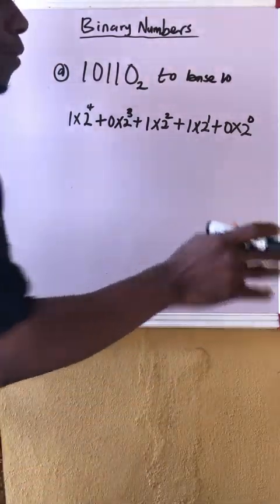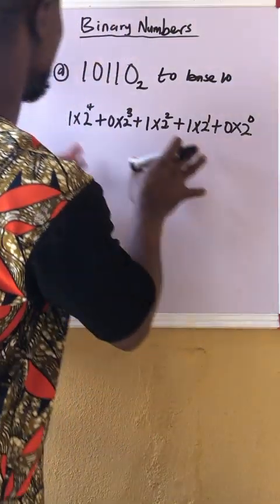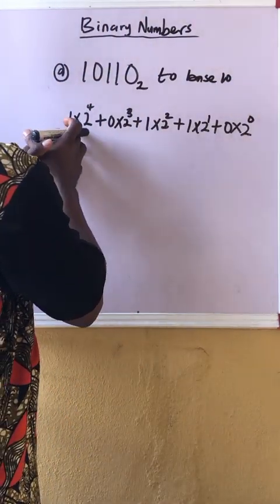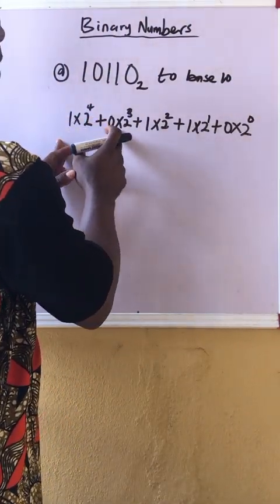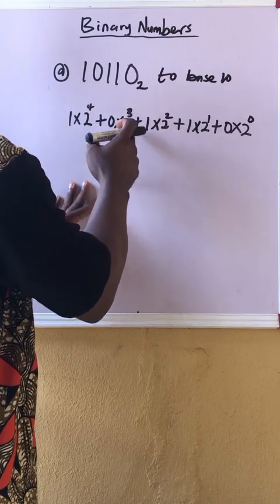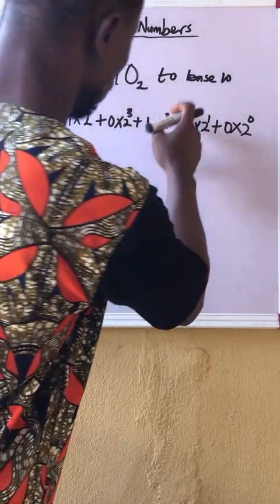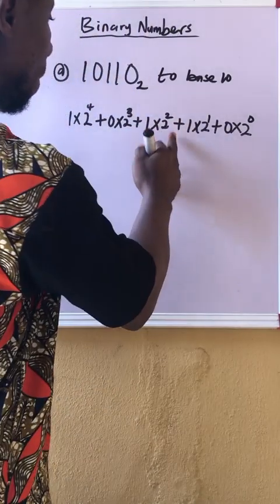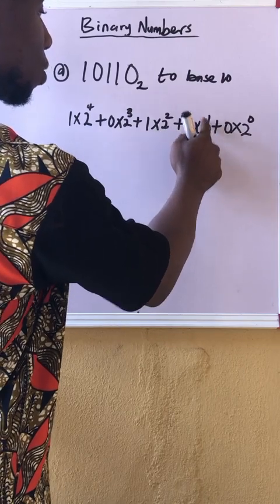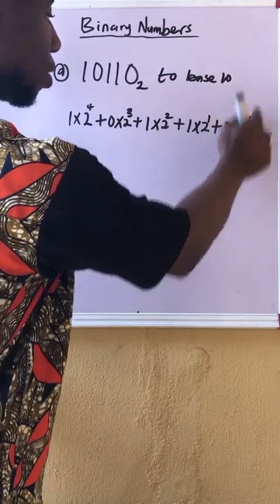Okay, guys, sorry for that break in transmission. So now we have 1 times 2 raised to the power 4 plus 0 times 2 raised to the power 3 plus 1 times 2 raised to the power 2 plus 1 times 2 raised to the power 1 plus 0 times 2 raised to the power 0.